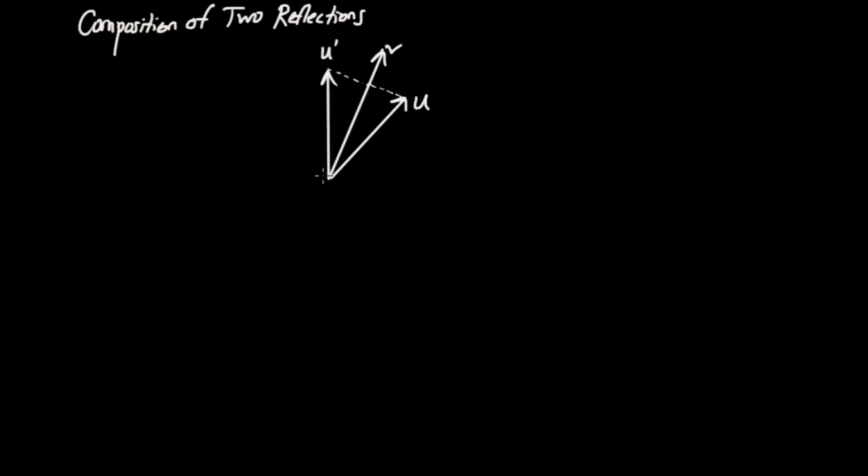The second reflection I'm going to do is I'm going to reflect u prime through another vector. Let me call that one w. So again, I look at the rejected part of u prime. I'm going to send that over there.